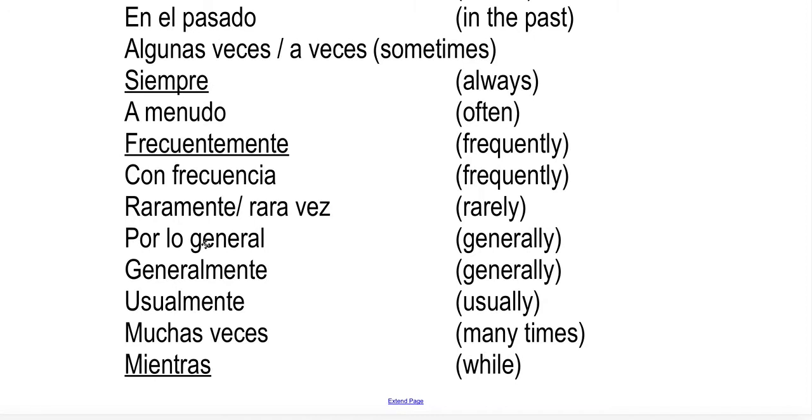Okay, so generally speaking, usualmente, muchas veces, and then you have the word mientras, which means while. So also when you have two simultaneous actions in the past, I was reading while my sister was singing, both of those are going to be imperfect. So cantaba mientras yo estudiaba.